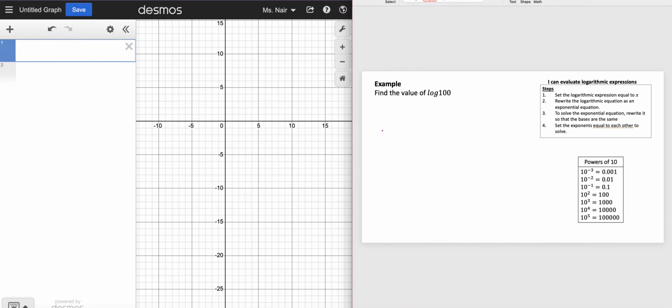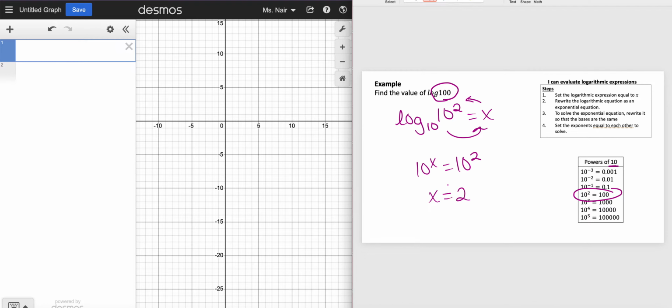So let's just use what we already know to think about what it means when we have these special types of logs. So if it wants us to find the value of the log of 100, remember this is talking about the log base 10. Well, 100 we can rewrite as a power of 10, right? Because 100 is 10 squared. So we can rewrite this as the log base 10 of 10 squared. So if we rewrite this now in exponential form, that's basically saying that 10 to the x equals 10 squared, right? Which tells us that x equals 2.